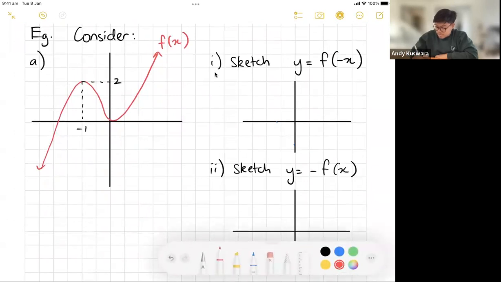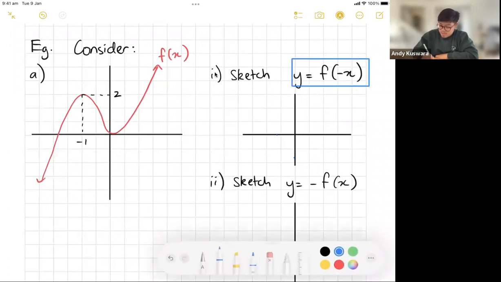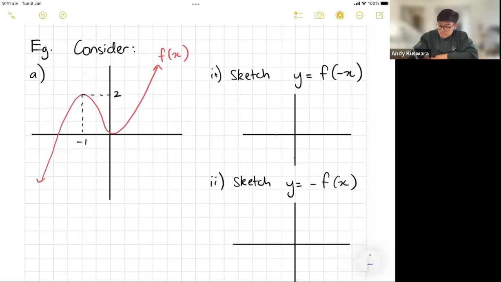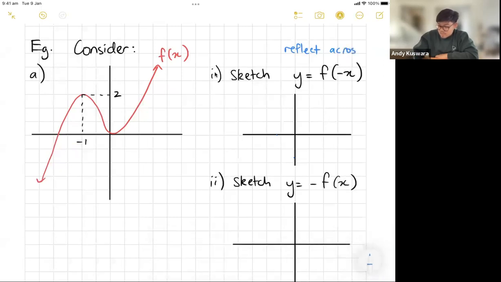So here they've given us a graph and that's our function. And we want to change x into negative x. So in other words, this is a reflection across the y-axis because we're changing the x to a negative x. In other words, it's going to look a little bit like this.